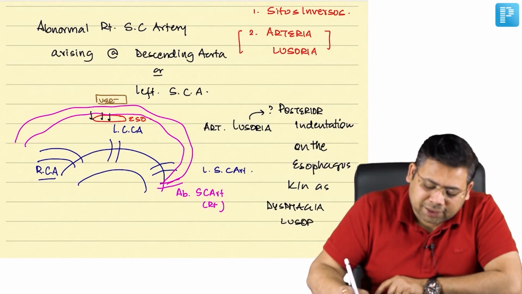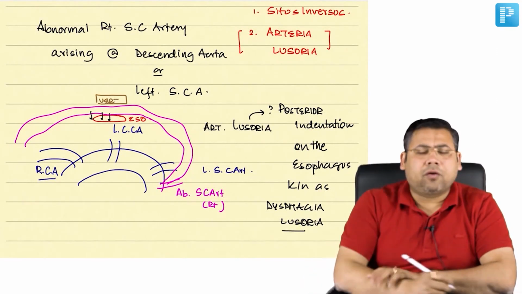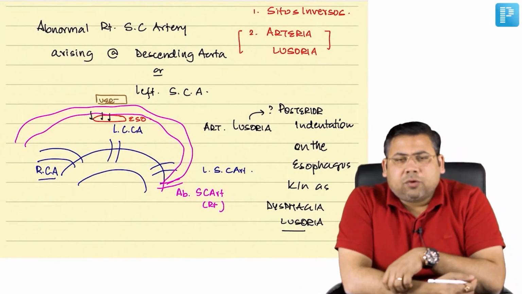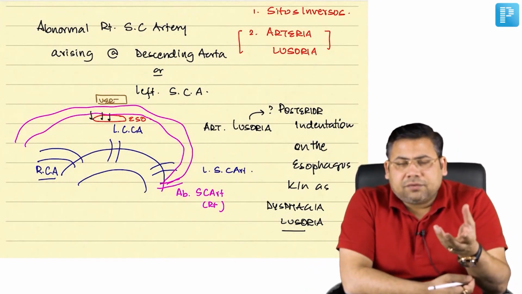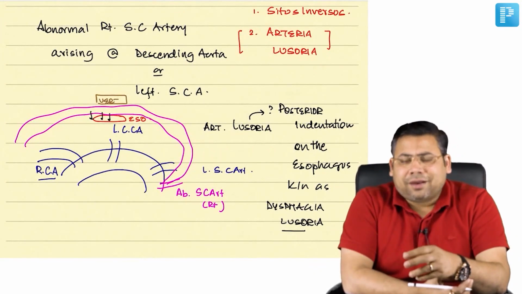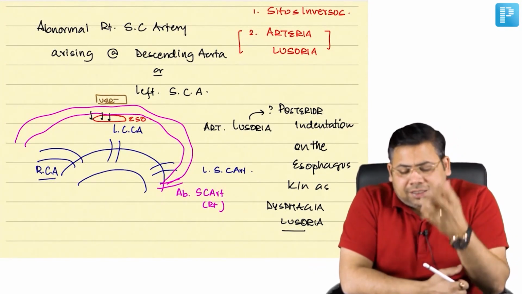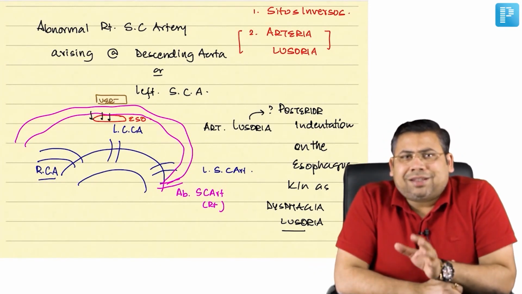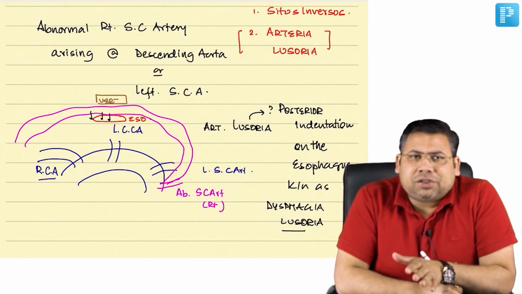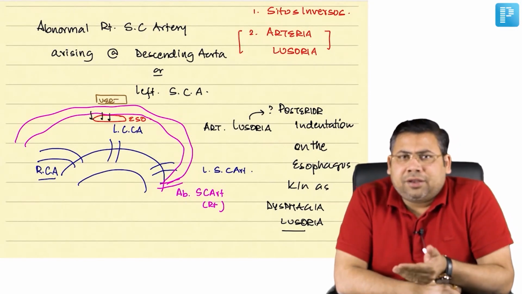Are you getting all these things? This is very simple and straightforward. So it could be a case of situs inversus where you don't get to see the recurrent laryngeal nerve, or in case of Arteria Lusoria. In miscellaneous, I'll discuss something about the superior thyroid artery and vein and their relation with the external laryngeal nerve.